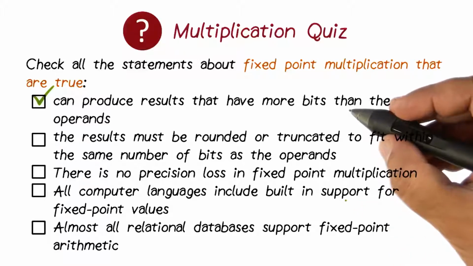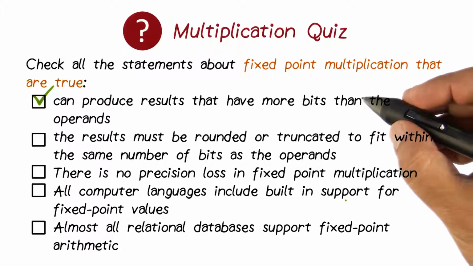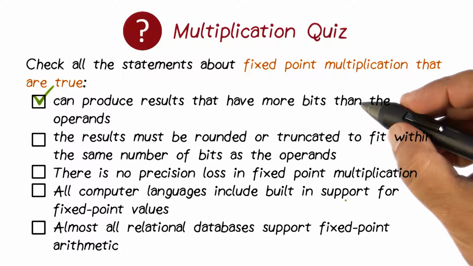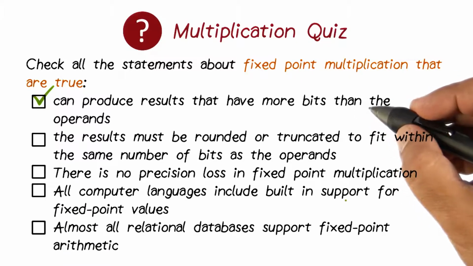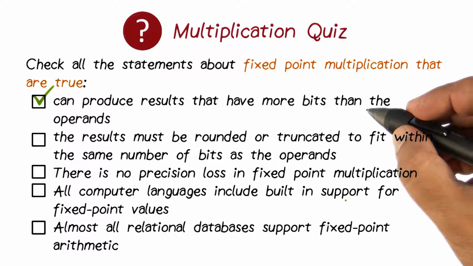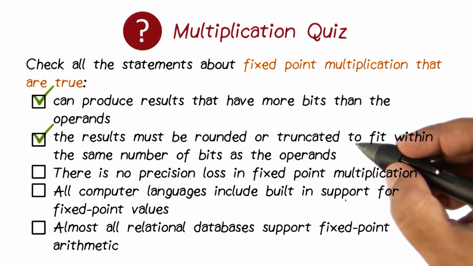Let's check the answers. So the first statement, whether fixed-point multiplication can produce results that have more bits than the operands, that statement is true. Obviously, as we have been talking, two 16-bit operands can produce a result as large as 32-bit. The second statement, the results must be rounded or truncated to fit within the same number of bits.